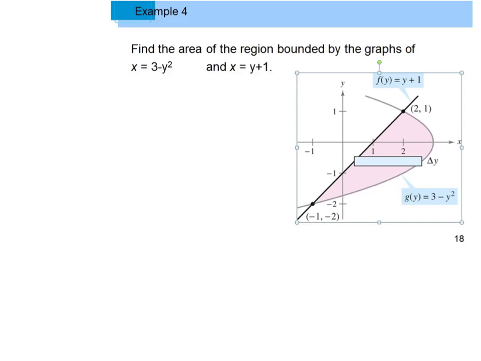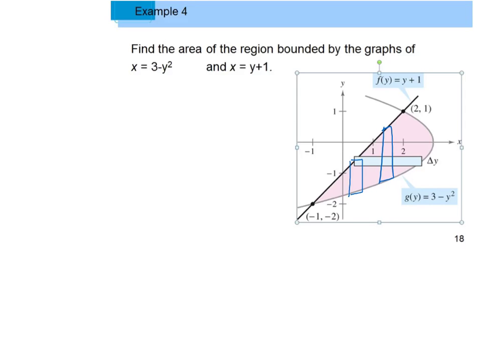Now, our final example is going to be to find the area of the region bound by the graphs x equals 3 minus y squared and x equals y plus 1. When looking at this graph, the biggest difference you'll see is that with all of my other functions before, I was able to come in and draw a vertical rectangle, and I could hit both my f and g functions. I can do that up to a certain point. As long as anything between -1 and 2 on my graph, I will hit both my functions f and g.